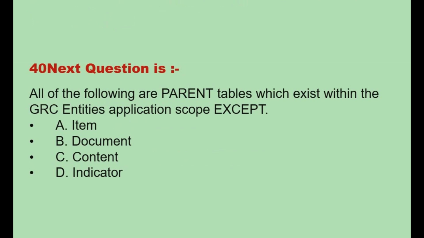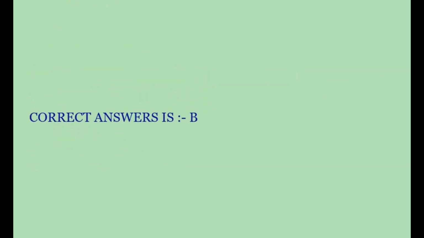Question is, all of the following are parent tables which exist within the GRC entity's application scope except option A, item. Option B, document. Option C, content. Option D, indicator. Correct answer is option B.